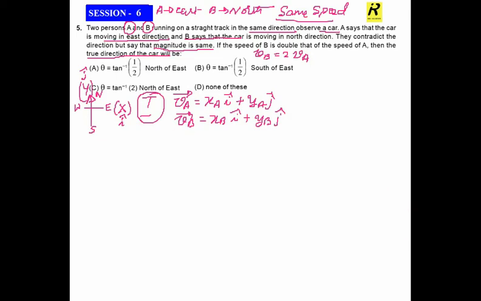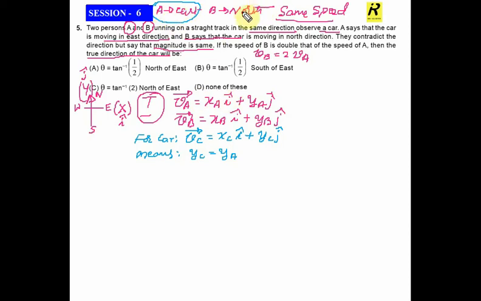Now for the car, I am writing VC equals XC i cap plus YC j cap. This much I can write. But they are saying A only sees the car moving in the east direction. East means the x-axis. That means only the car's x coordinate will change with respect to A, and the y coordinate remains as it is. So YC must be equal to YA according to the given clue for A.